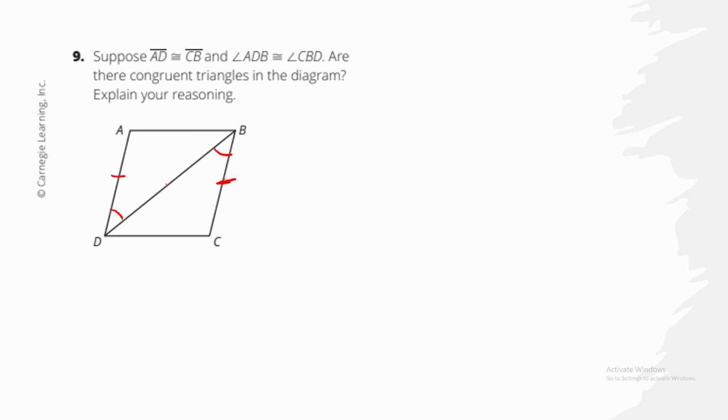And yes, the answer is yes. Why? Because they share this side. We have a triangle right here, and we have a triangle right here, and those two triangles share side DB. DB is congruent to DB, and we know this because of what we call the reflexive property. Basically, something's congruent to itself.